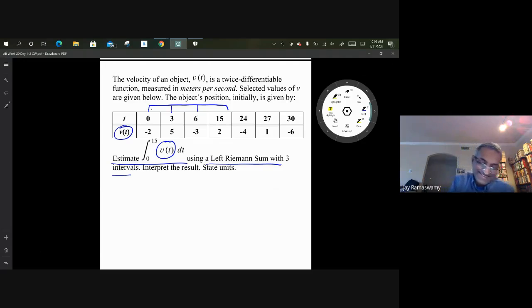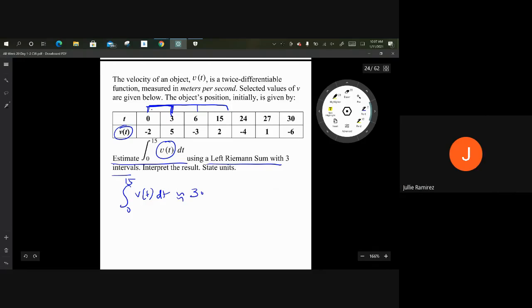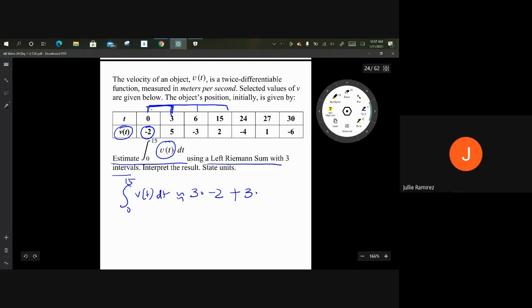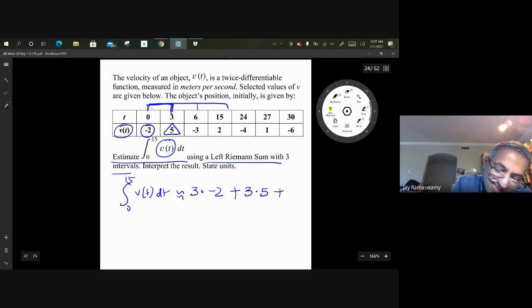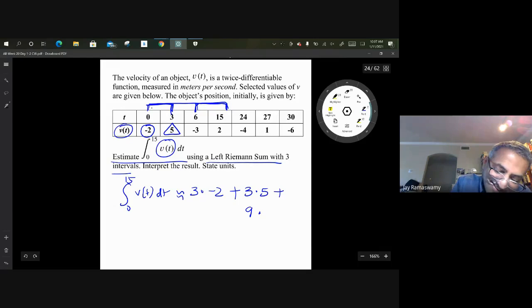Okay, let's do this together. So the integral from 0 to 15 of v of t dt is approximately, we're doing a left Riemann sum. Let me do the prompting, answer what I'm asking. Do not do your own thing. What's your first base? 3. What's your first height? Left Riemann sum. Negative 2. Very good. Plus, what's your second base? 3. What's your second height? 5. Finally, what's your third base? 9. What's your third height? Negative 3. That wasn't bad at all, right?